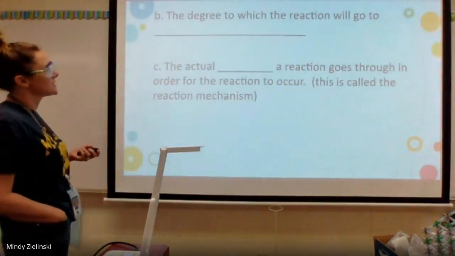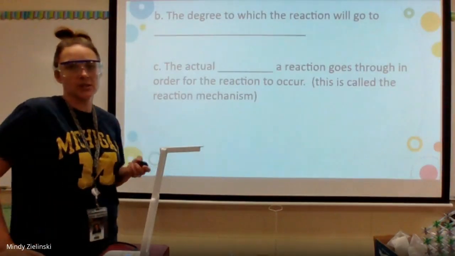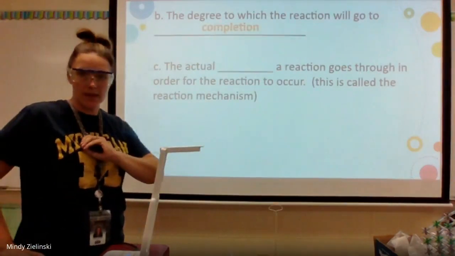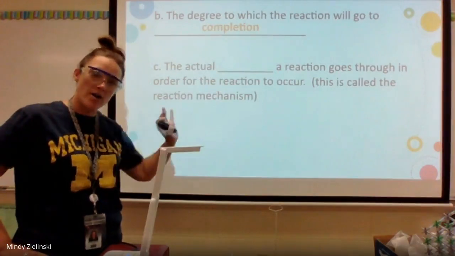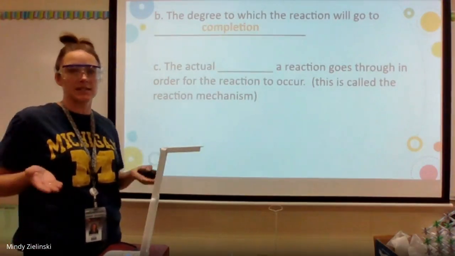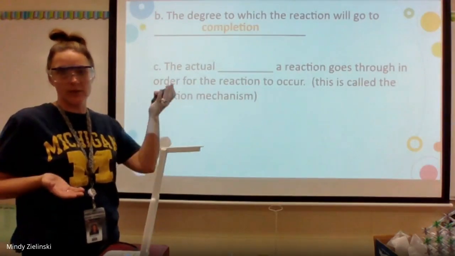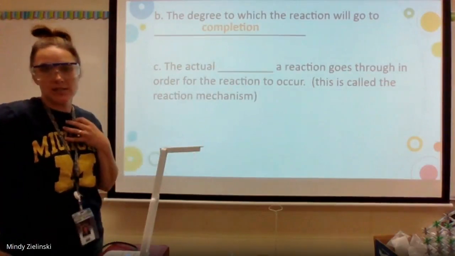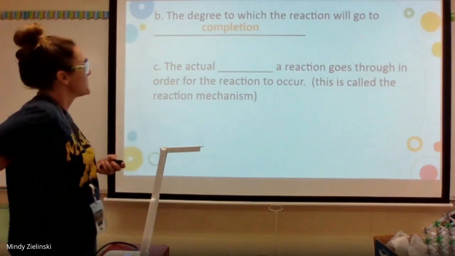What else could a reaction not tell us? It doesn't tell us the degree to which a reaction goes to completion. Not all reactions go to making all products. In fact, very few reactions go to making all the product. A lot of them are going to stay in some balanced state, okay? Having some reactants left over and then some products. So just because I can look at a reaction, I have no idea how much it's going to actually go to completion with that reaction.